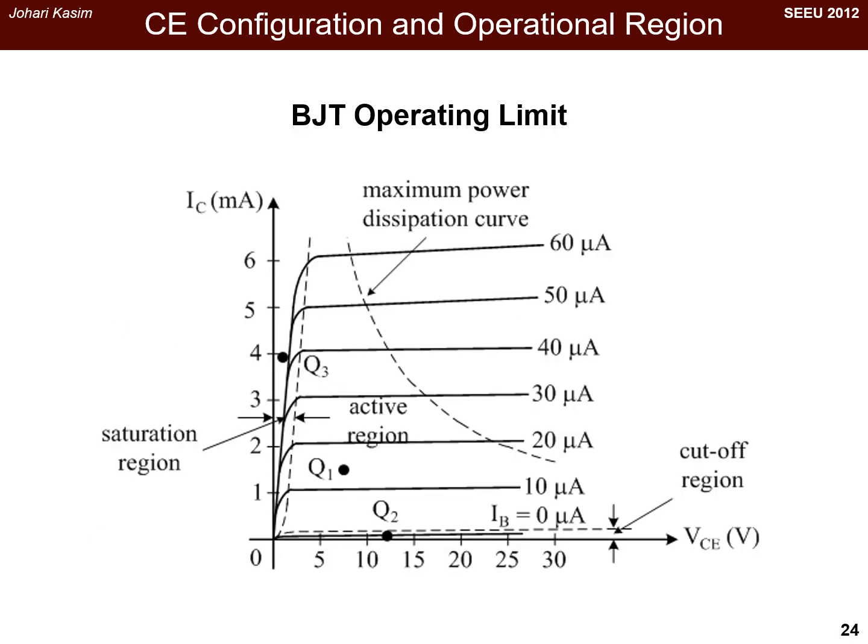From the output characteristic of the BJT, IC versus VCE, the Q point of the transistor must be below the maximum power dissipation curve, and if the Q point is above the maximum power dissipation curve, the transistor will be burned.